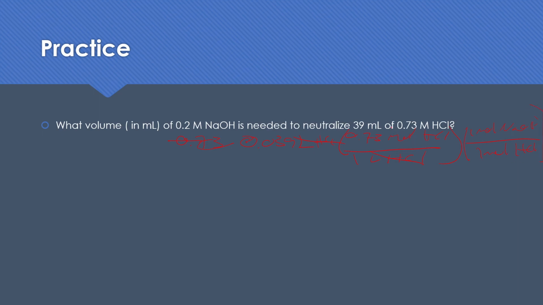I've run out of room, so I'm just going to continue on the next line. So just coming down here. And then we're going to multiply that by 1 liter per 0.2 moles. Okay, so liters of hydrochloric acid cancel, moles of hydrochloric acid cancel, moles of sodium hydroxide cancel, and you get 0.142 liters of sodium hydroxide. If we convert that to milliliters, we get 142.